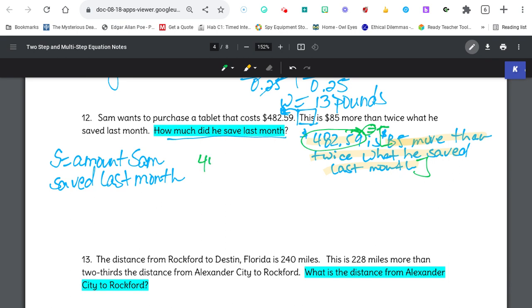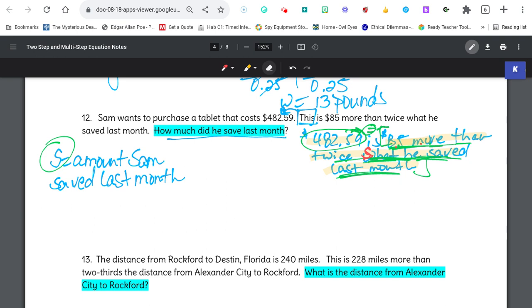So I know $482.59 equals all this stuff over here: $85 more than twice what he saved last month. The thing is, I don't know what he saved last month. So I'm just calling it s. So basically he saved $85 more than twice some amount, what I'm going to call s. So how do I write $85 more than 2 times some number? $85 more than twice s.